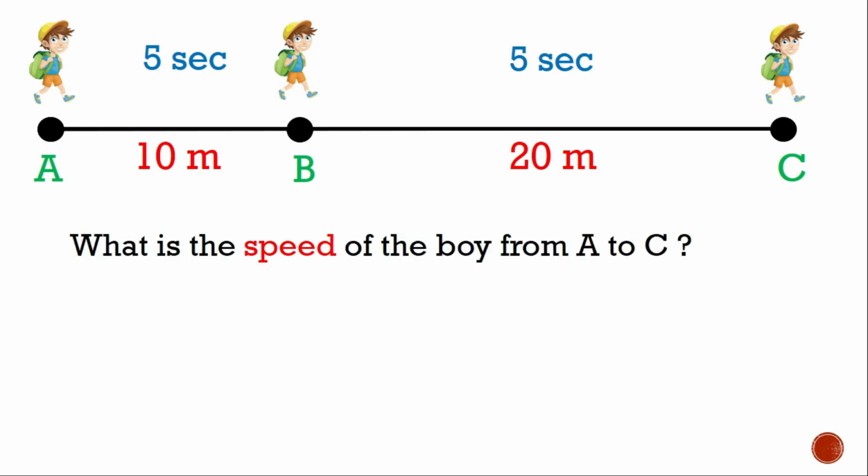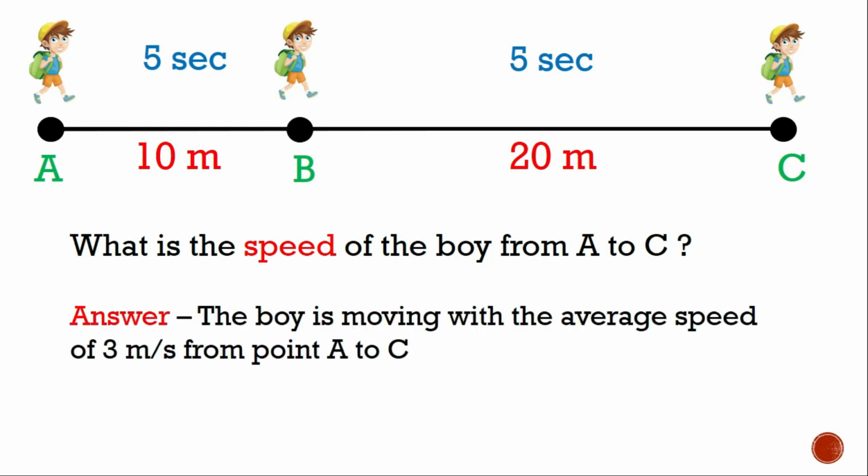So the answer to the above question is that the boy is moving with an average speed of 3 meters per second from the point A to point C. Remember that in order to express a non-uniform motion, we should always use the average speed of that object instead of expressing its individual speed at different intervals of time.